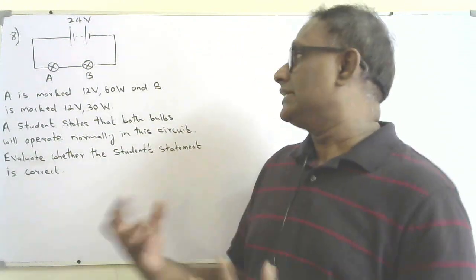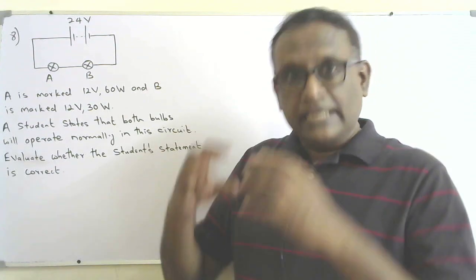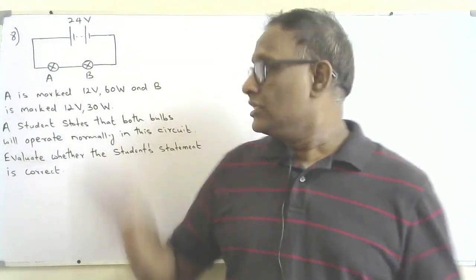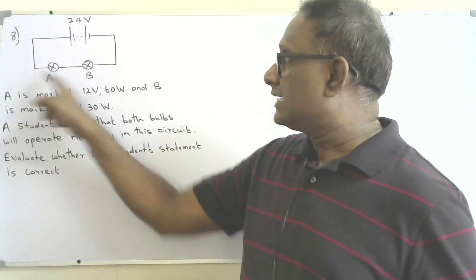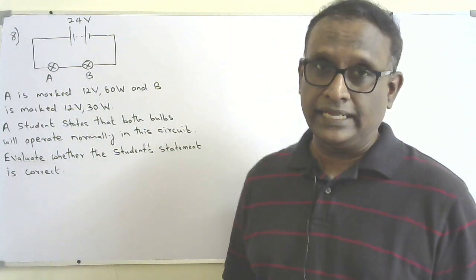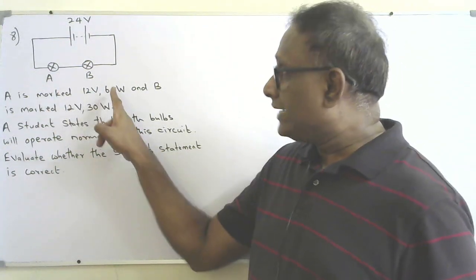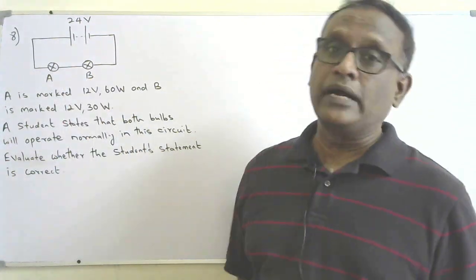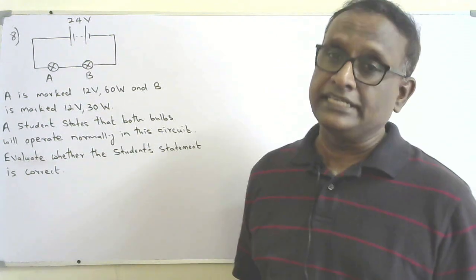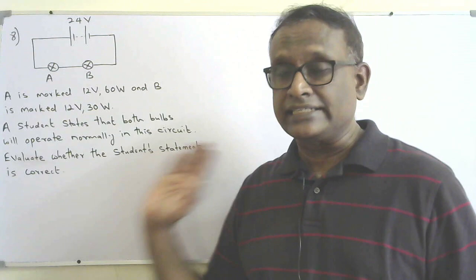So normal condition means, in a circuit, if a component is in normal condition, that component is getting the required voltage. So here, these two bulbs are connected in series, and the student says that both bulbs will operate normally. That means the student says that this bulb will get 12 volt and the power output from this bulb will be 60 watts. This bulb will get 12 volt and the power output will be 30 watts. So the question is, evaluate whether the student's statement is correct here.